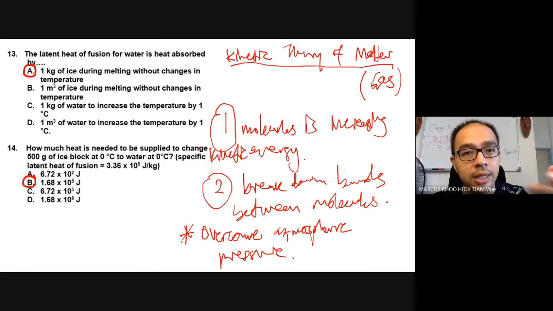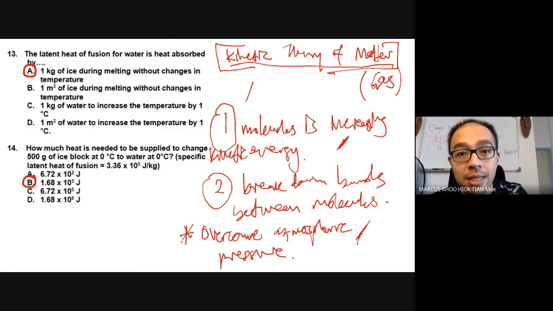Our observation is increased temperature or change of state. But in terms of the explanation, you will soon see that they will ask you to explain using the kinetic theory of matter. So whenever you see the words kinetic theory of matter, you need to think about these two points. It is either used to increase the kinetic energy if there's an increase in temperature, or it is used to break the bonds between the molecules. But this is if the heat is absorbed.